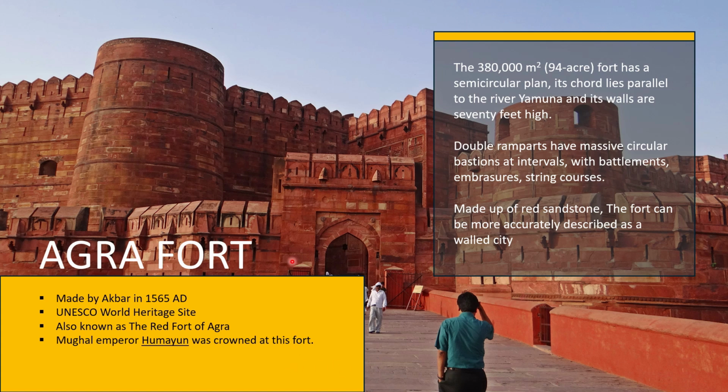Okay, so about the planning, the 94 acres or 3,80,000 square meter fort has a semicircular plan and its chord lies parallel to the river Yamuna, and its walls are 70 feet high. Double ramparts have massive circular bastions at intervals with battlements, embrasures and string houses made of red sandstone. The fort can be more accurately described as a walled city.